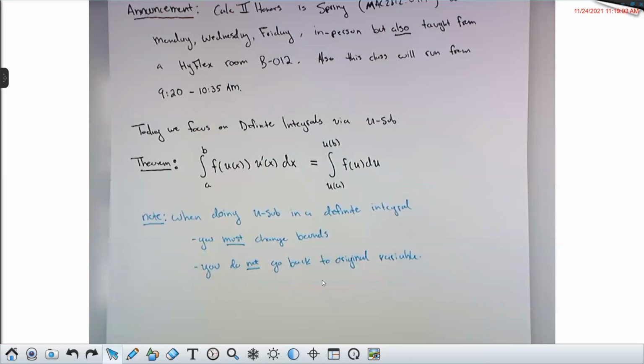So I'll show you what I mean. We'll look through some examples. This formula, I think, is fairly opaque. It doesn't really tell us much on its own, at least unless you're already an expert with mathematics and u-sub. So examples are for sure the way to go.